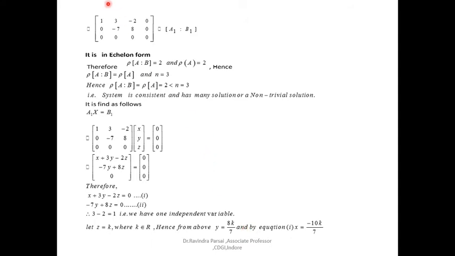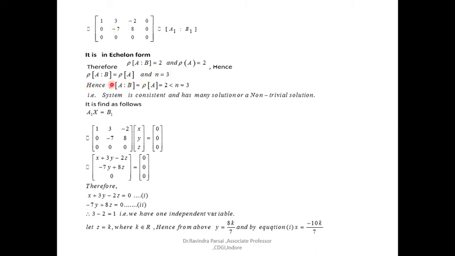So by this you are getting this matrix 1 3 minus 2 0, 0 minus 7 8 0, 0 0 0. That is, it is an echelon form, say A1 B1. So now we count the rank of the coefficient matrix and the rank of the augmented matrix. The coefficient matrix rank is 2 and the augmented matrix rank is 2, because in this whole matrix the non-zero rows are 2, and in the coefficient matrix part the non-zero rows are also 2.